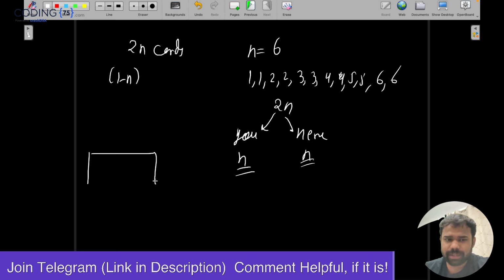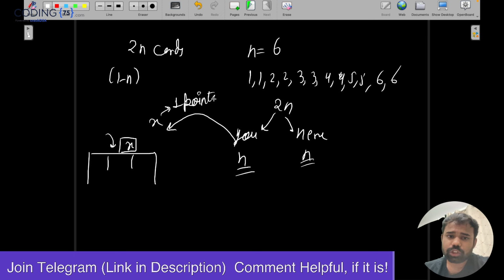So if there is already a card present on the table, let's say a card of number X, and you also put the card of number X, you get 1 point, right? And Nene will also get 1 point if she does the same. So Nene will try to increase her score, and you will try to increase your score. So basically this is asking what's the maximum score that you can get if both of you play optimally.